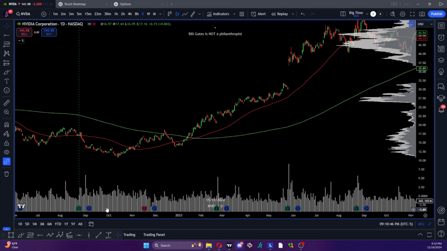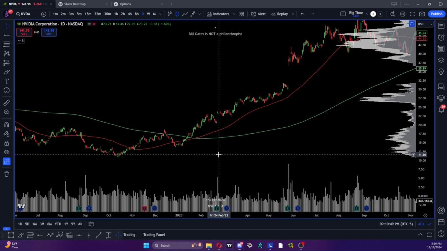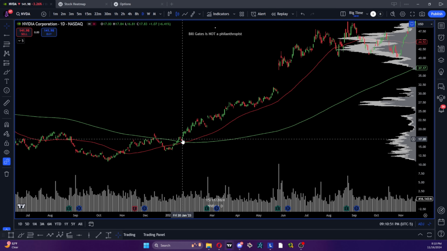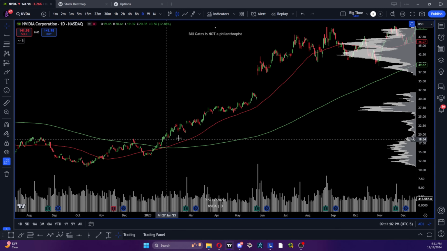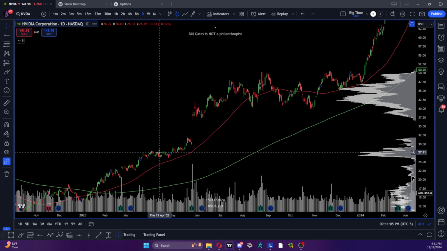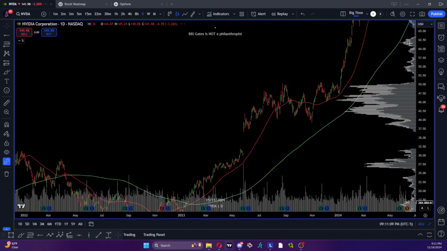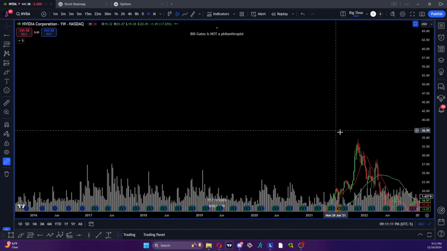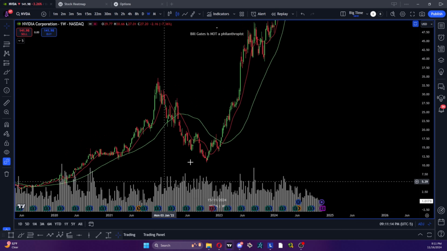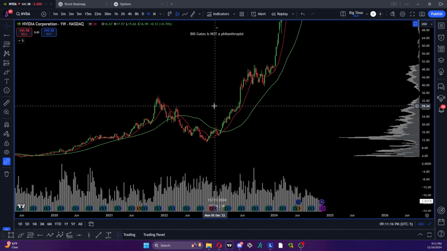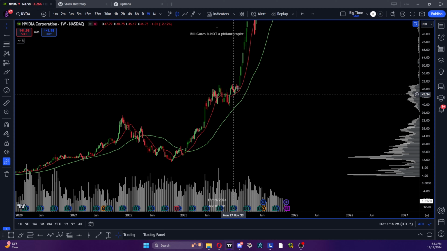So if you would have caught that 50-200 cross back in January 2023, January 23rd, you would have bought at $17, 18. And then look at it, it just continues riding. It keeps going, keeps going, keeps going. And you can see that even during COVID, it never crossed under the 200.